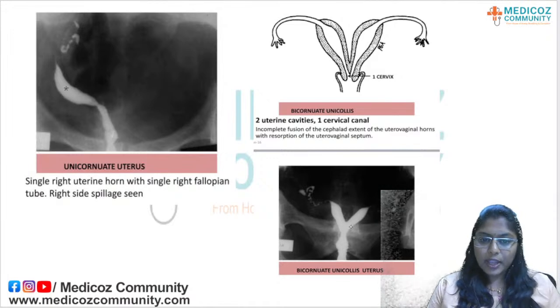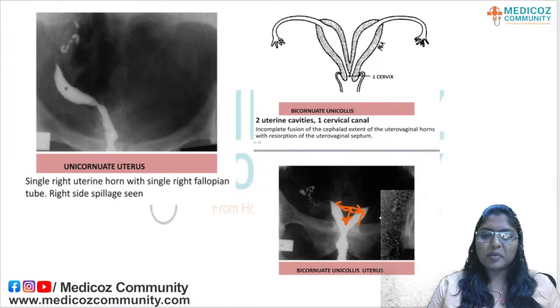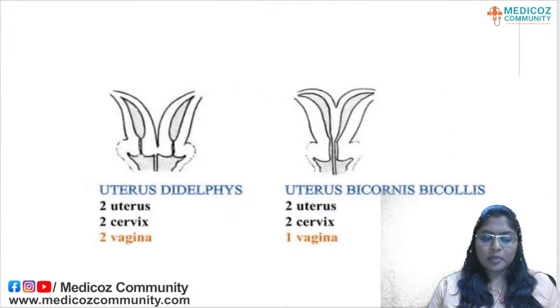Okay, so this is a bicornate uterus. You are able to see there is a distance between these two. This is the intercorneal distance and this is the height. So exactly, this is the height, this is the cleft height, and this is the intercorneal distance. Remember these two things, we will be comparing them with others and we'll learn in the next coming slides.